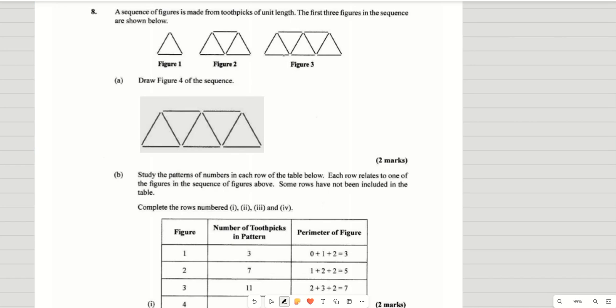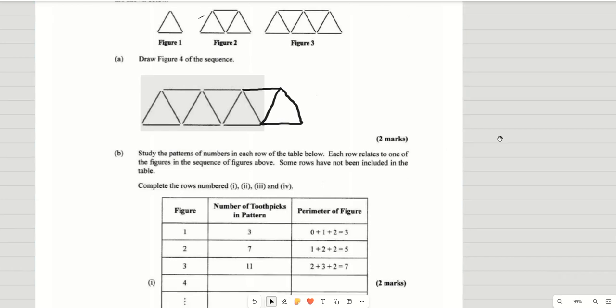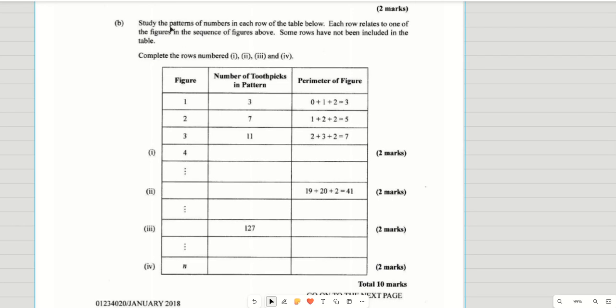If we look at the process, you see that they're adding 2 extra triangles. So it is going to be one triangle looking like this and a next triangle looking like that. From figure 1 to figure 2, they add 2 triangles, and from figure 2 to figure 3, they add 2 triangles. So figure 4 would be figure 3 with 2 more triangles. And that's 2 marks.